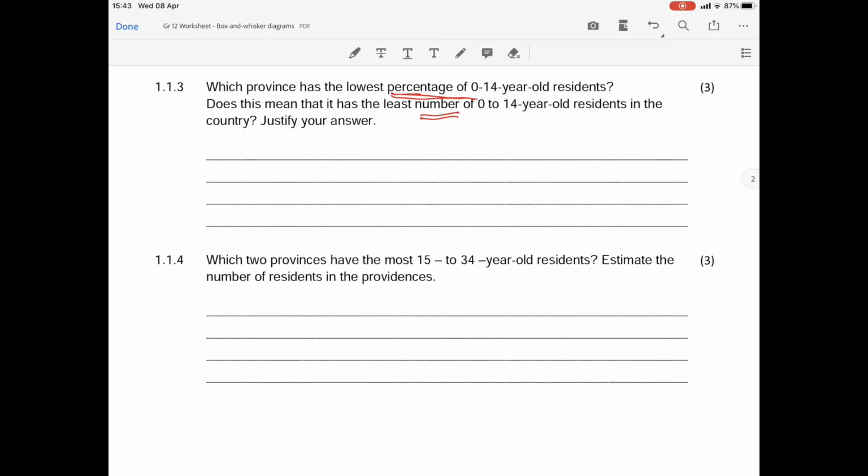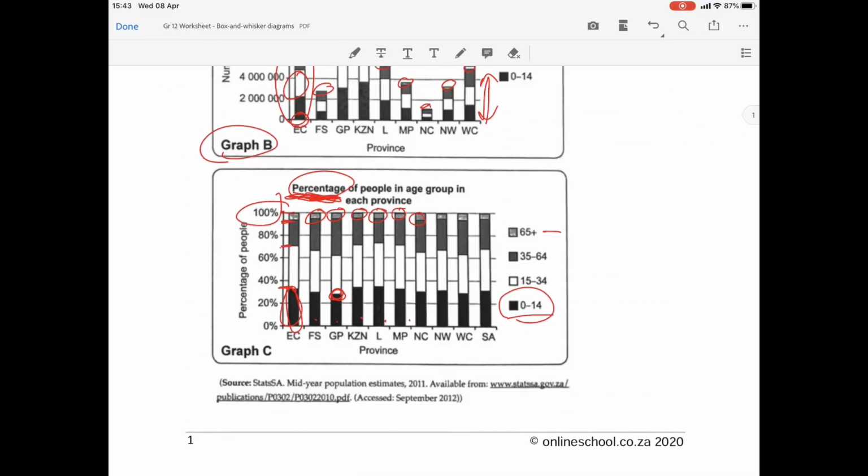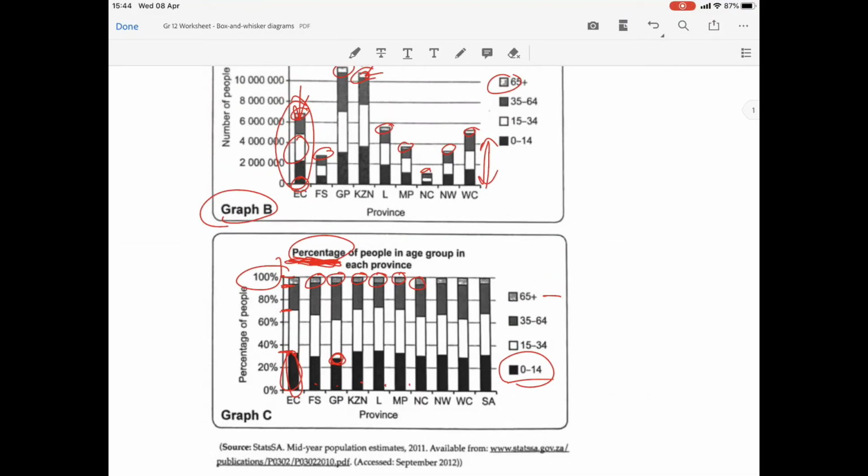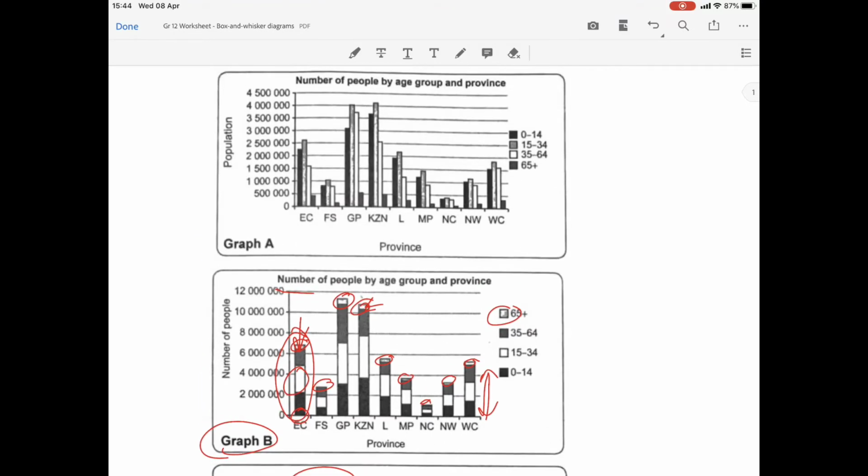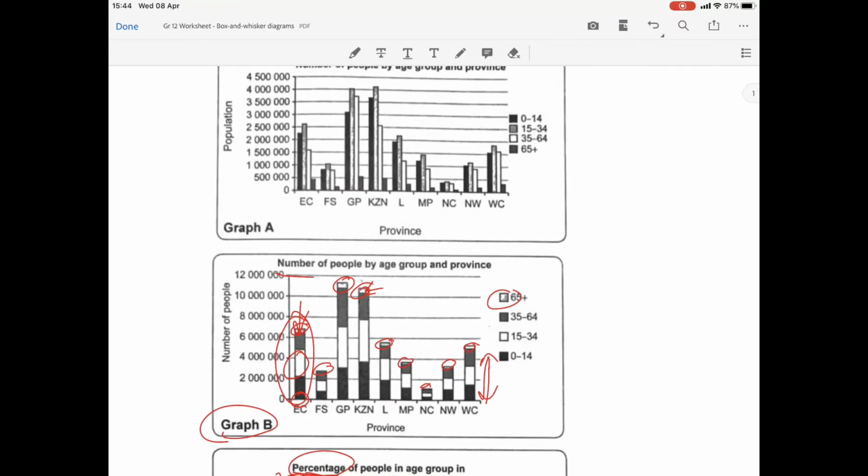Question 1.1.4 asks, which 2 provinces have the most 15 to 34-year-old residents, and estimate the number of residents in these provinces? Excuse that typo over there. So you need to now go and have a look. Which graph are you going to use? Well, the clue is in the fact that we need to estimate the number of residents. So we know we are not going to use the percentage graph. We're going to use one of these 2 number graphs.